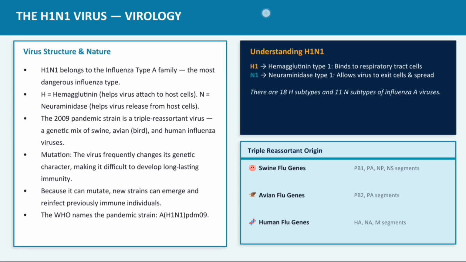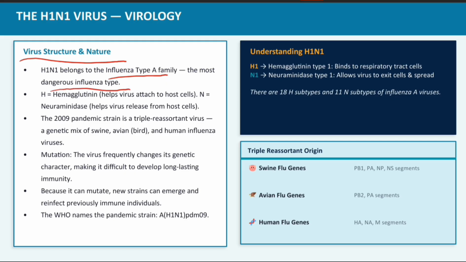We'll see the virus structure and nature. H1N1 belongs to the influenza type A family, the most dangerous influenza type. Here H stands for hemagglutinin. This hemagglutinin is the protein that helps the virus attach itself to our cells. The N stands for neuraminidase. It helps the virus to release from host cells.